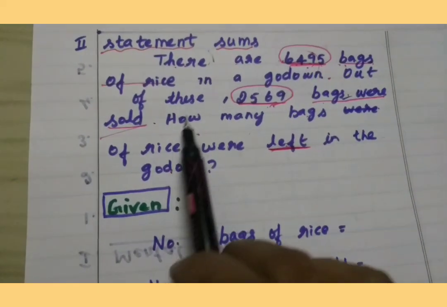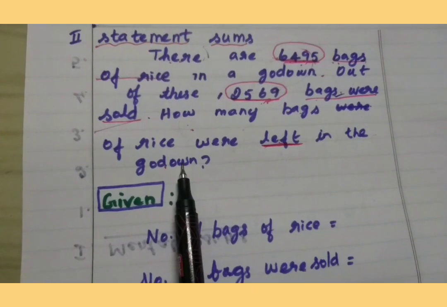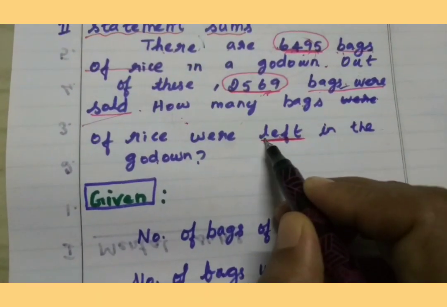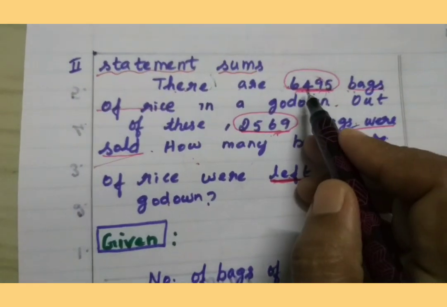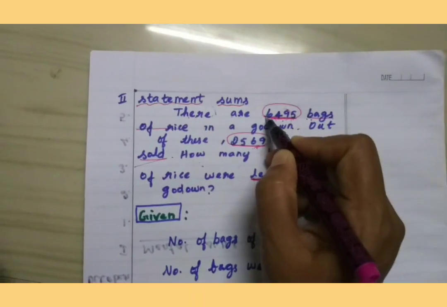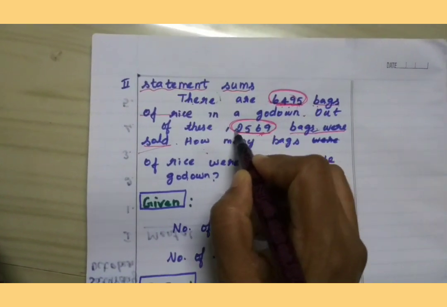Okay, in the "to find" you have to search: is there any keyword? Yes, "left". So you should underline the word "left", and after that circle the two numbers. Wherever the numbers are, you have to circle them. Here one number is there, and here another number is there, so you have to circle it.